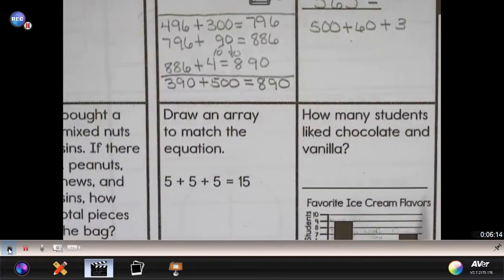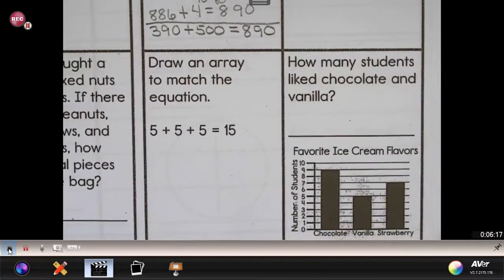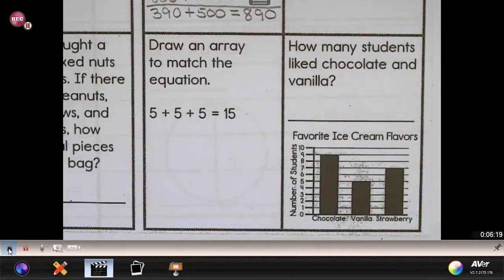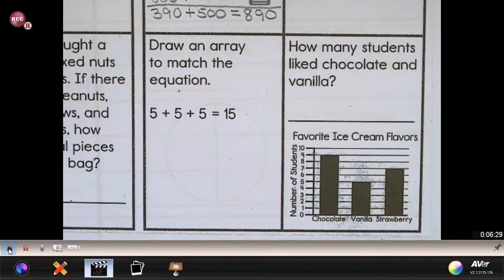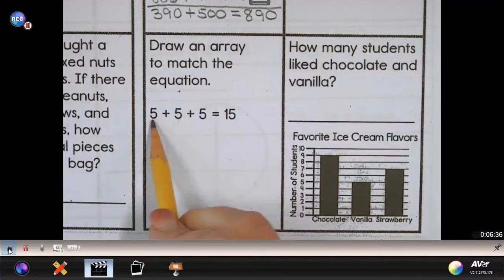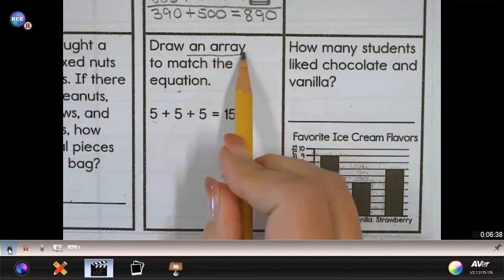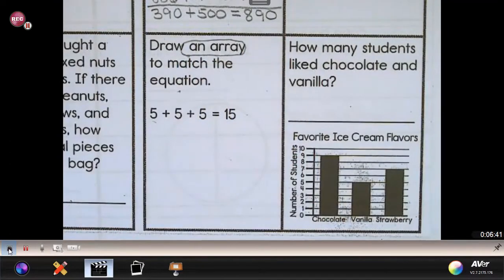So, our next problem has to do with something that we've been working on in class, which is drawing arrays to match this equation. So, whatever it might be, you could do stars, circles, X's, rectangles, or squares, dots, whatever would help you with this understanding of drawing an array. Remember, an array is a group of or set of amounts that are put into rows and columns.